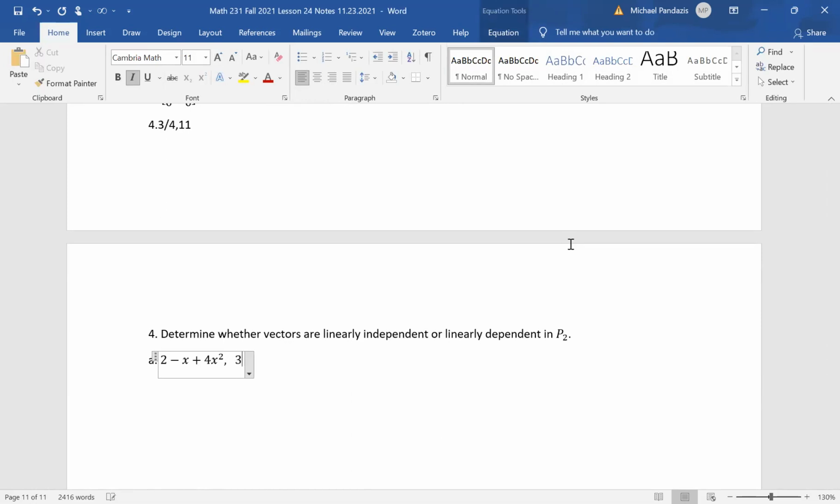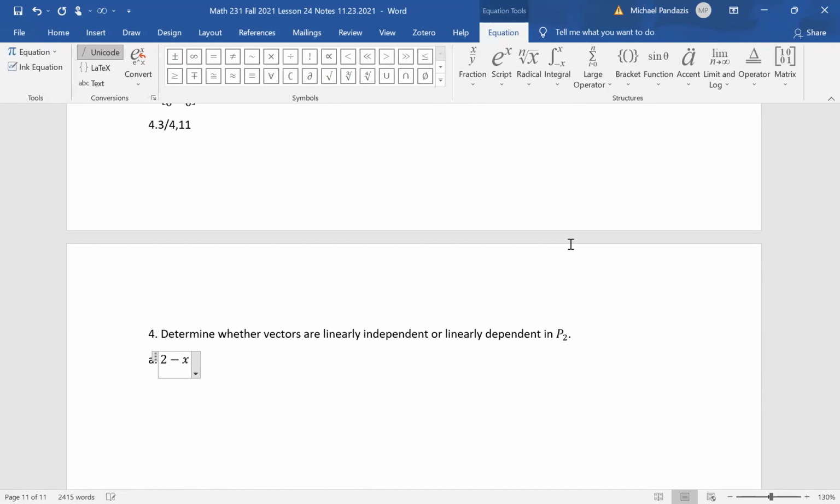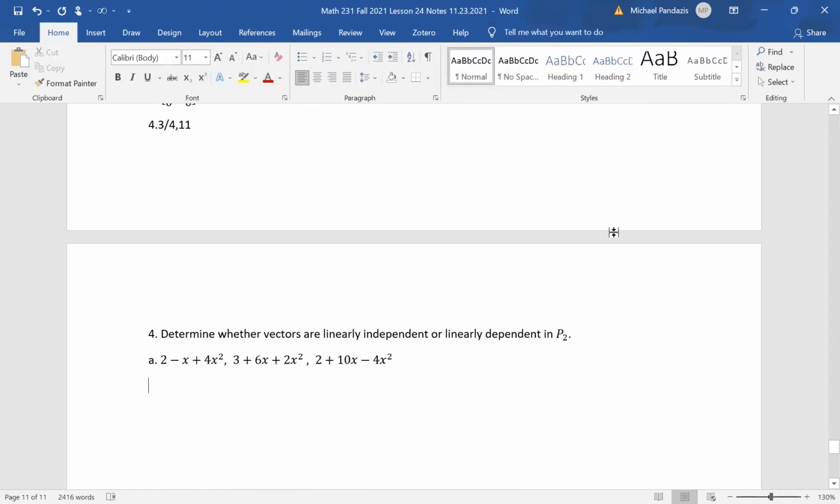The other one is 3 plus 6x plus 2x squared. Just deleted the thing I wrote from there. 2 minus x plus 4x squared. 3 plus 6x plus 2x squared. 2 plus 10x minus 4x squared. So we want to determine whether these three vectors are linearly independent or linearly dependent in P2.